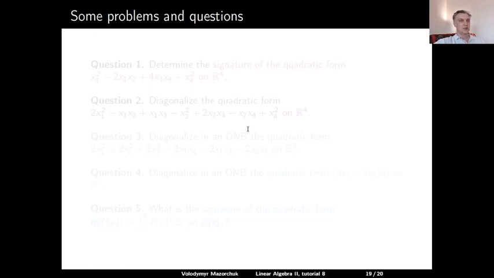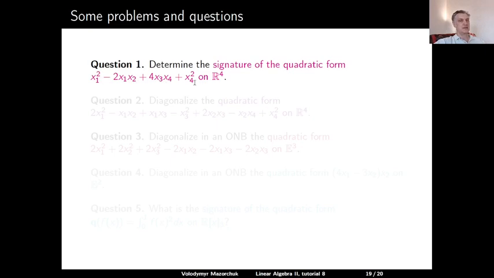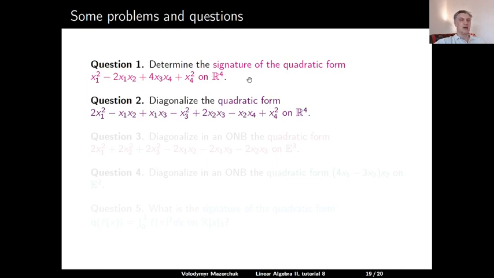Here are some additional problems and questions. Question 1. Determine the signature of the quadratic form x1 squared minus 2x1x2 plus 4x3x4 plus x4 squared on R4. Question 2. Diagonalize the quadratic form 2x1 squared minus x1x2 plus x1x3 minus x3 squared plus 2x2x3 minus x2x4 plus x4 squared on R4.